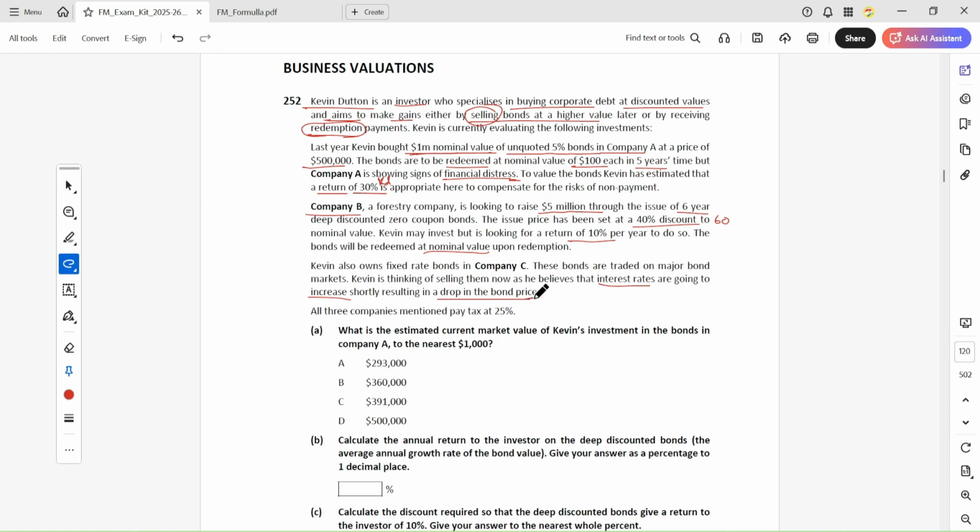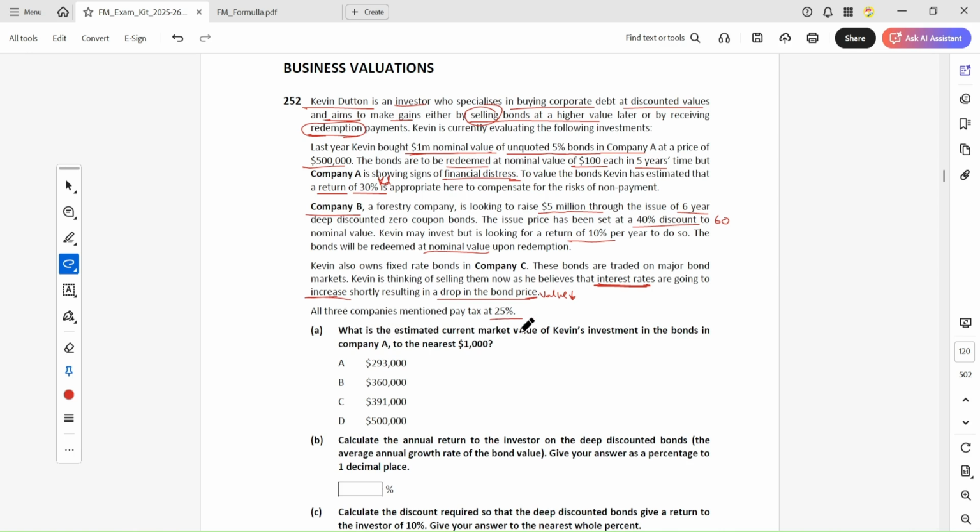So if the bond price decreases, the value will decrease. Why? Because if the interest rate increases, the bond price, or the value of the company, will decrease, because we discount with the interest rate. When the discount rate is higher, our value will be lower. That's why he is now selling. All three companies are at a tax rate of 25%.